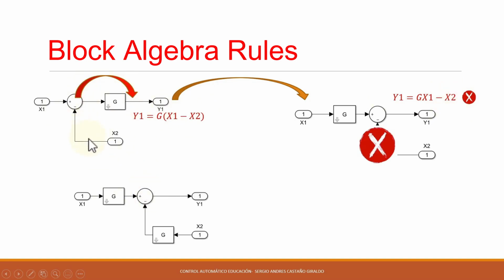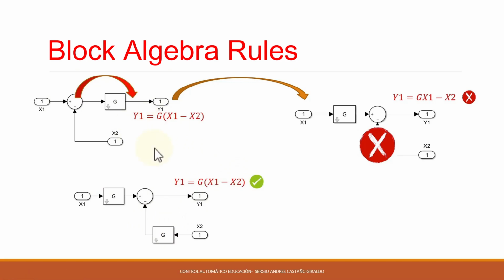So we see that when we move the summing block to the right of g, for the other signal that we're adding or subtracting, in this case subtracting, we need to add the block we've moved past, so we add the g block. Now, if we look here, y1 is equal to g times the difference between x1 and x2, so now it does maintain equivalence with the original diagram.